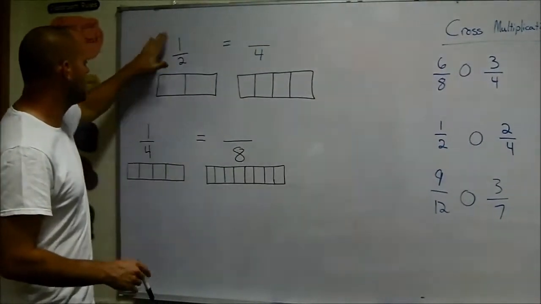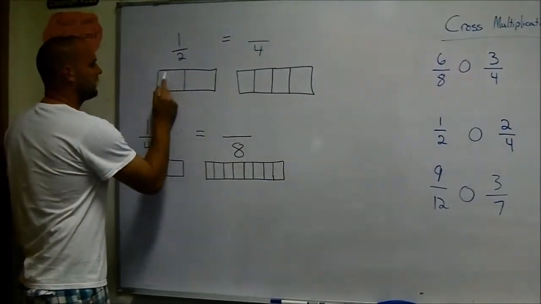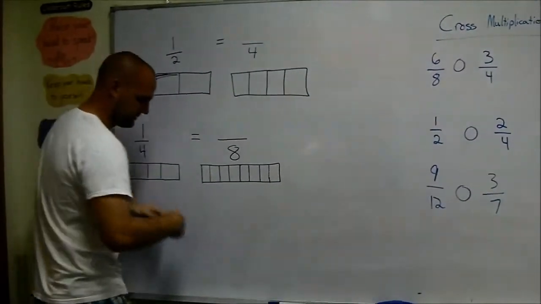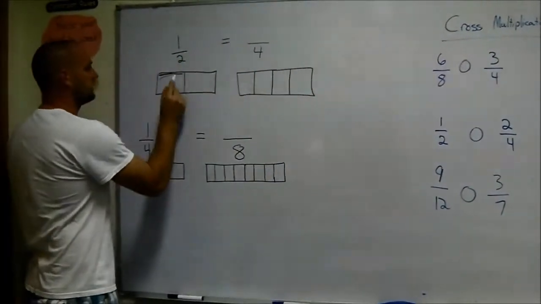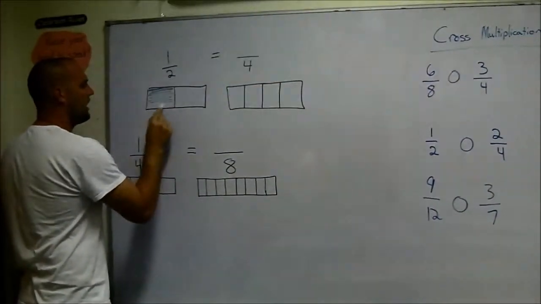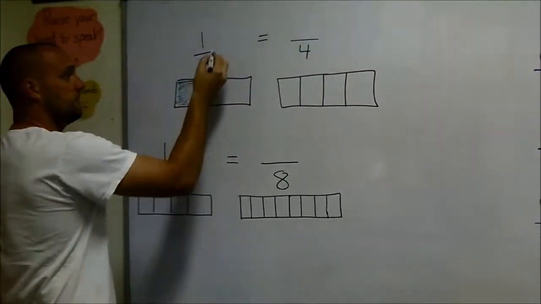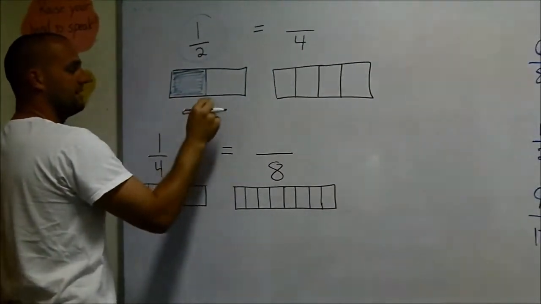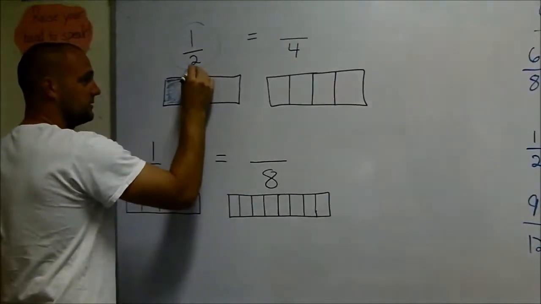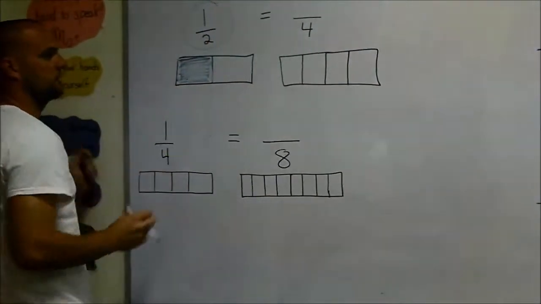I have drawn 1/2, and if I want 1/2, I would have to color in 1 out of 2, okay? I'd have to color in 1 out of 2 to make this true. This is now 1/2 because the denominator is 2, there are 2 pieces, and there is 1 colored in.